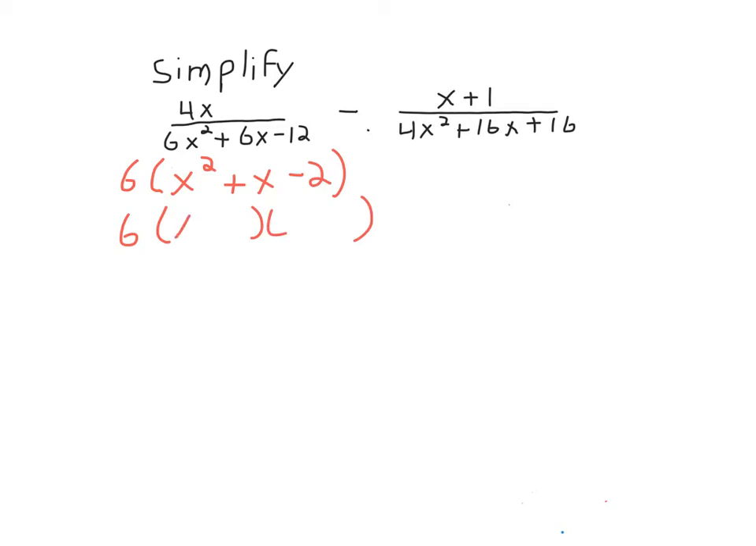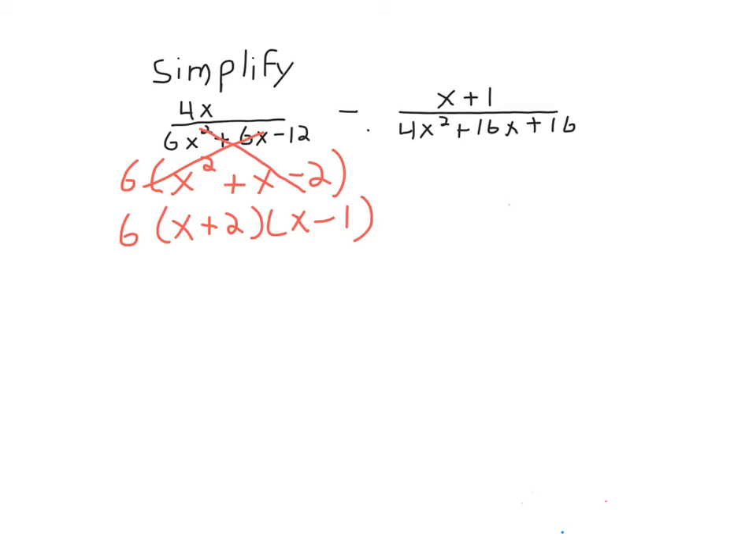I know my first term will be x and x, because x times x is x squared. And all I need now is factors of negative 2 that add up to positive 1, the middle term. That's going to be plus 2 minus 1. And that is my denominator in factored form. So I'm going to go ahead and cross out those two because I'm going to use that denominator now.